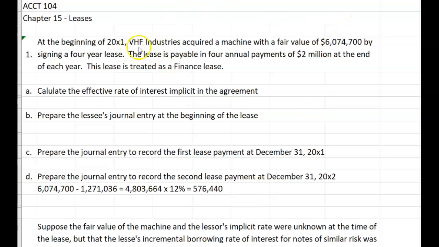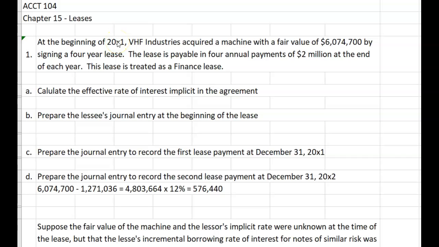Let's start out with VHF Industries. At the beginning of 20X1, VHF Industries acquired a machine with a fair value of $6,074,700 by signing a 4-year lease. The lease is payable in 4 annual payments of $2 million each at the end of each year. The lease is treated as a finance lease.